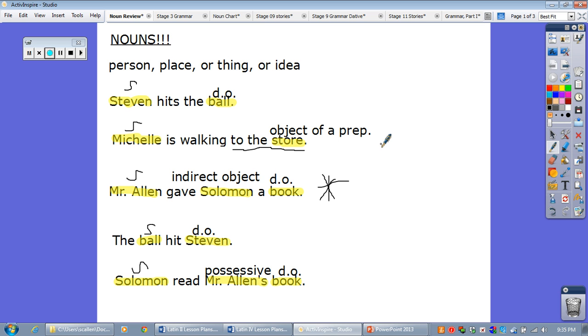Here's a way to think about it. Can you remove the word from the sentence and have it still make sense? If so, it's an indirect object. Can you remove the direct object from the sentence and still have it make sense? The answer is no. If I said Mr. Allen gave a book, that technically makes sense. It's awkward, but it makes sense. If I said Mr. Allen gave Solomon, that's not a complete thought, right? So you cannot remove the direct object and still have it make sense, but you can take the indirect object out of a sentence and it would still make sense.